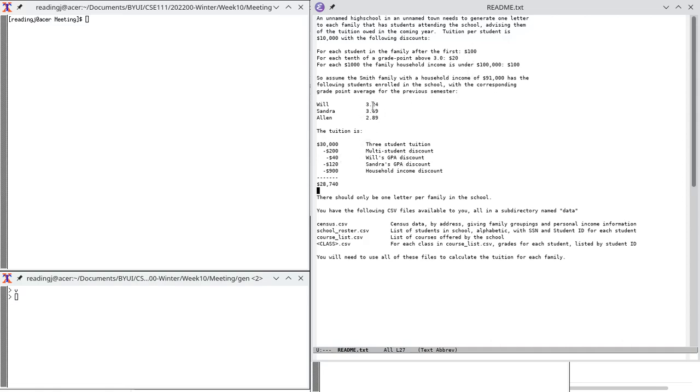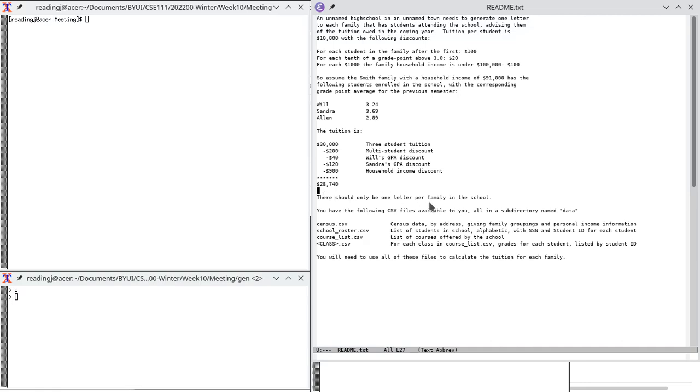Will has 2 complete points above 3.0. And so that's 2 times 20 gives him $40 off. Sandra has got 6 complete points above 3.0. So that's 6 times 20, $120. And then the household income we said was $91,000. So that's $9,000 below the $100,000. And so they get a household income discount of $900. And so their total tuition is $28,740.